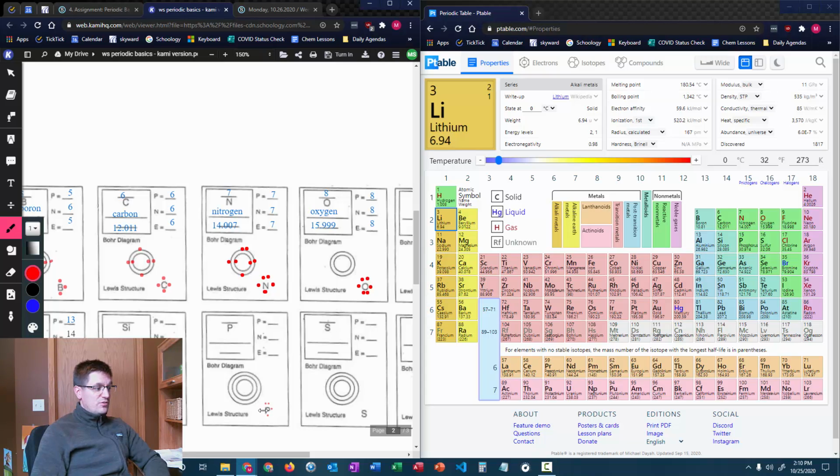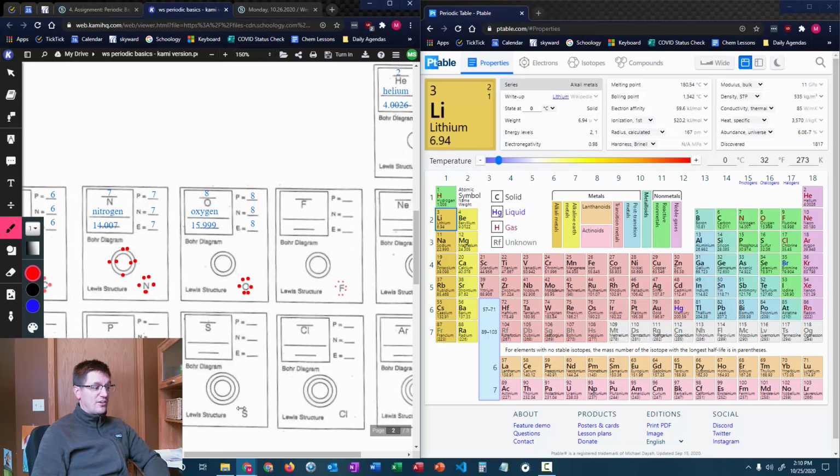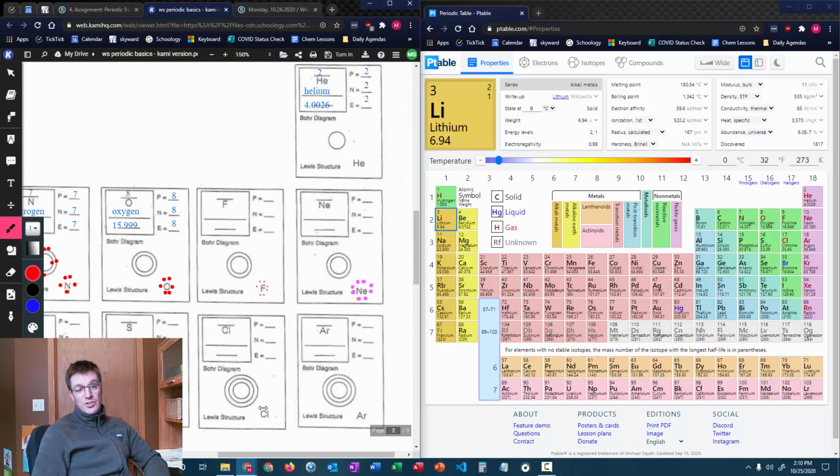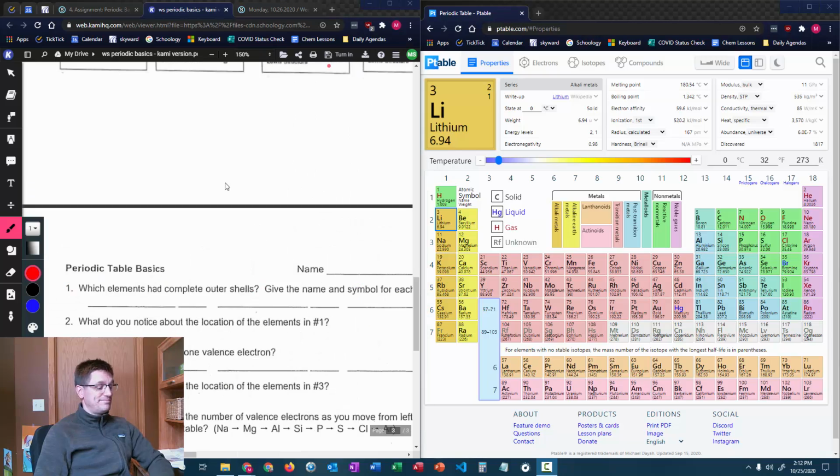Now you, of course, need to do these Bohr diagrams as well, and you need to fill in the periodic table info. I'm just showing you the pattern here. Go ahead and pop into the next video where I will look at the last page and talk about how some of these patterns can help us.